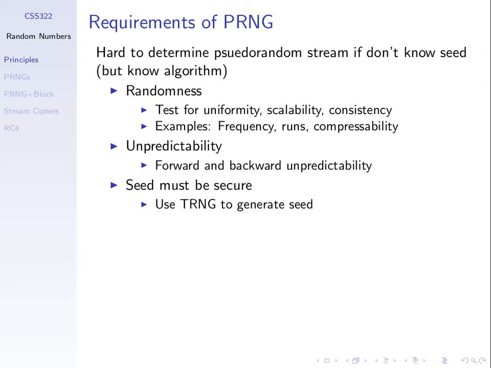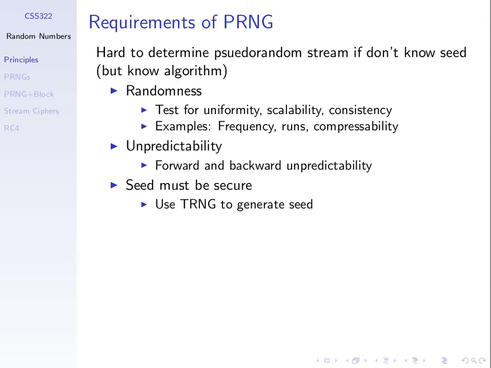So now what we need is an algorithm that we can implement, and that will produce a sequence of bits or a sequence of numbers that appears random. So how can we test that it's a good algorithm? Well, we test the output and see if the output appears random. So what we require of a good random number generator is that even if you know the algorithm, if you don't know the seed, it should be hard to work out what the output stream is.